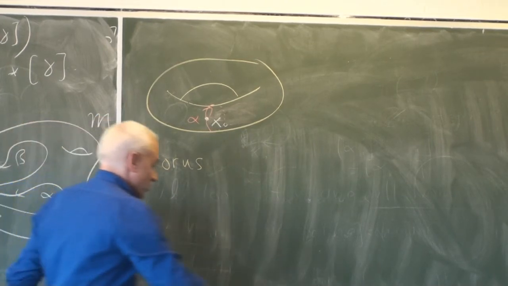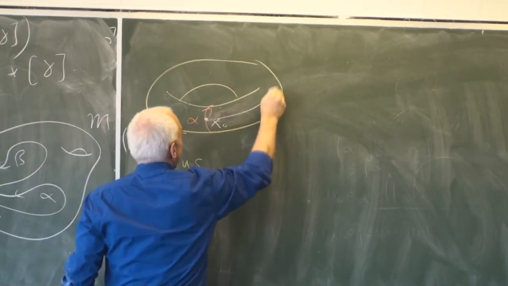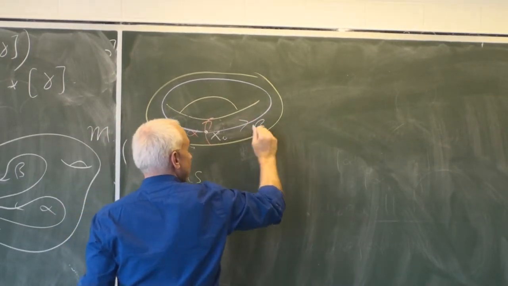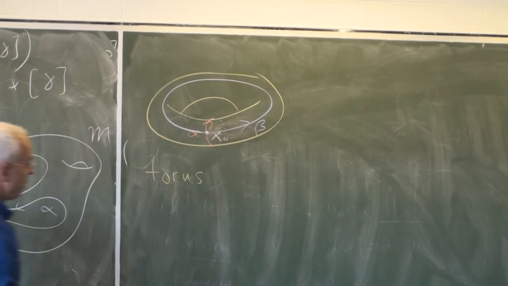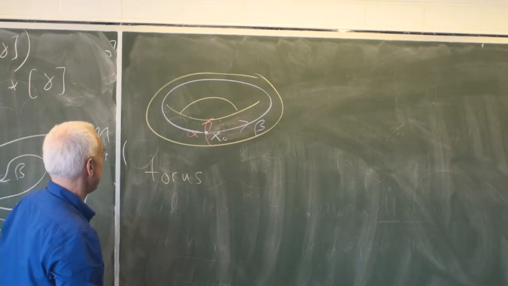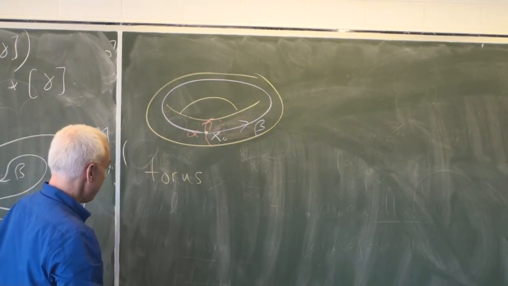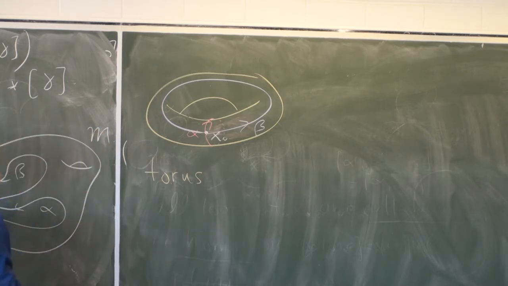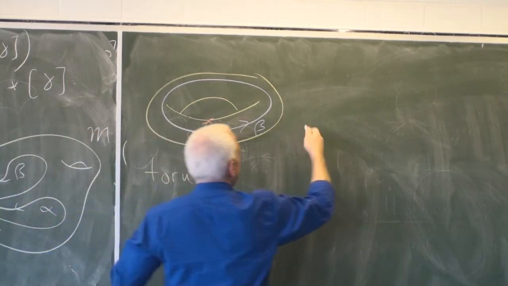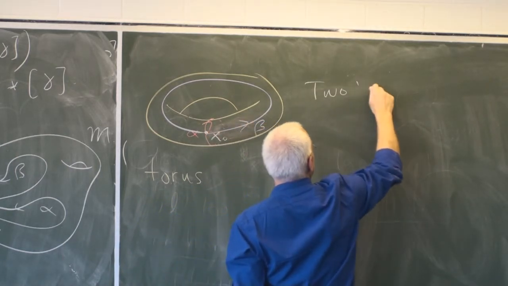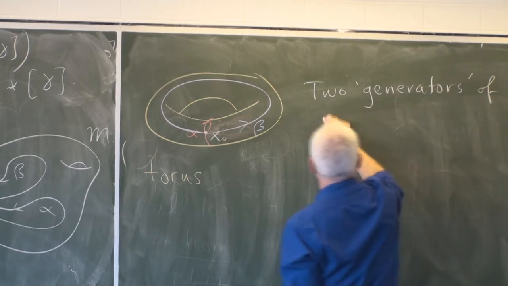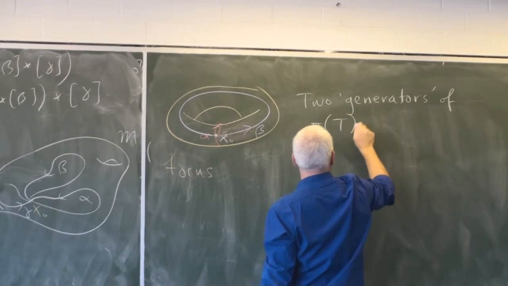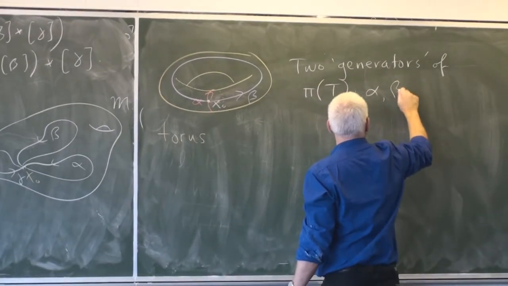But what makes this more interesting than the circle is that you can also go around in this direction. That's another loop, which we could call beta. And that's also a non-trivial loop. But it's different from alpha in some important way. And so we have these two fundamental, basic generators of the group, alpha and beta.